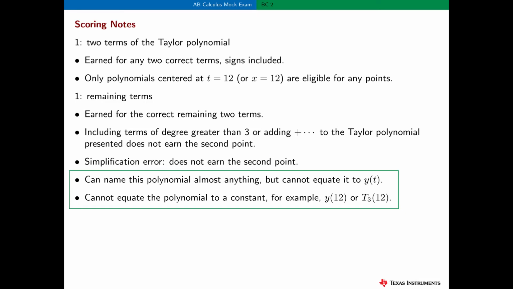It's not necessary, but the student can name this polynomial almost anything they want. But they cannot equate their polynomial to y of t. They can use an approximation symbol, but they cannot write y of t is equal to the third-degree Taylor polynomial. In addition, they cannot equate their polynomial to a constant, like y of 12 or T sub 3 of 12.